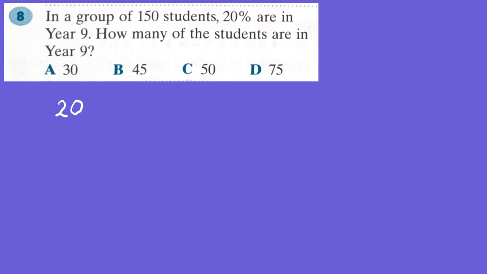20% is another way of writing 20 out of 100. We can cross out the 0 at the numerator and the 0 in the denominator, and we have now 2 out of 10. And we can still cancel this down all the way to 1 over 5. It's something that you need to remember.